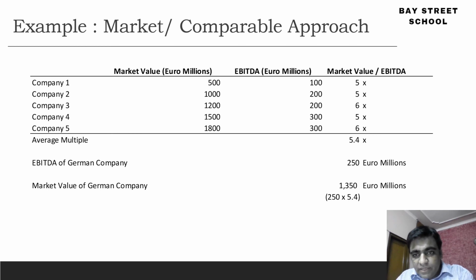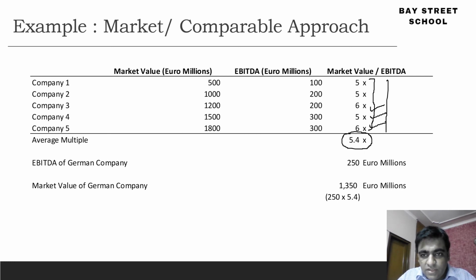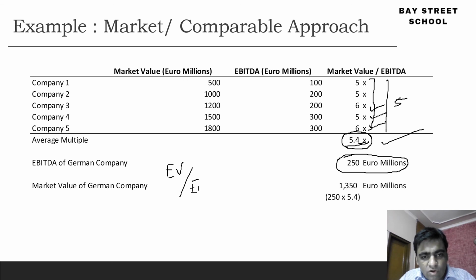So we have calculated market value to EBITDA for all these five companies. We already know that this is at 5x, this is at 6, this is at 6, this is 5, this is 6. Then we calculate an average. The sum of this divided by 5, we get 5.4. Now this is the average multiple of the industry. We already know the EBITDA of our company. So we have EV by EBITDA of the industry, or market value by EBITDA, as you may want to call it. EV is the enterprise value, with the same meaning.